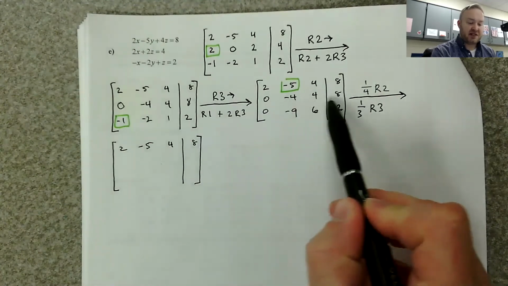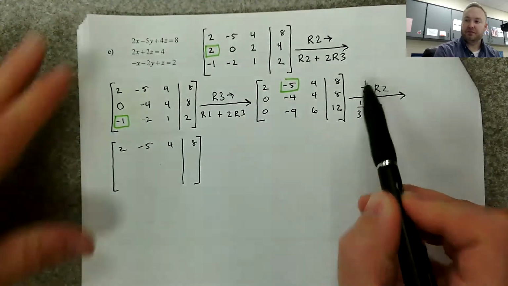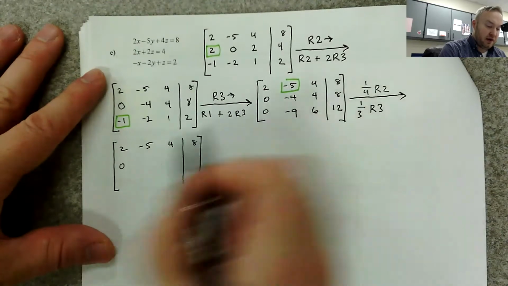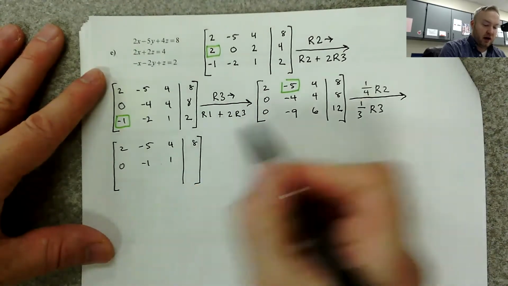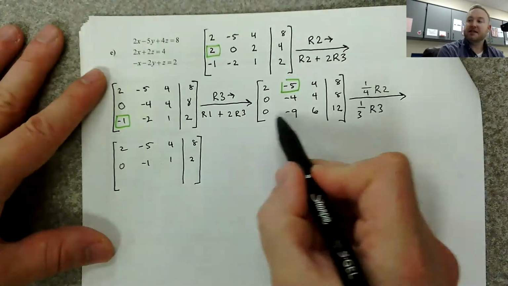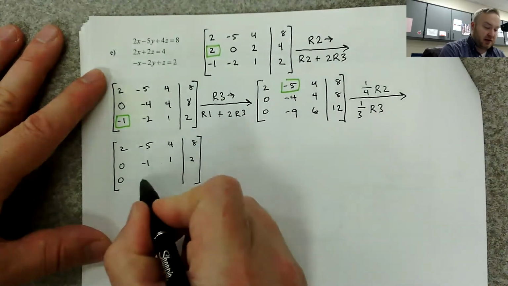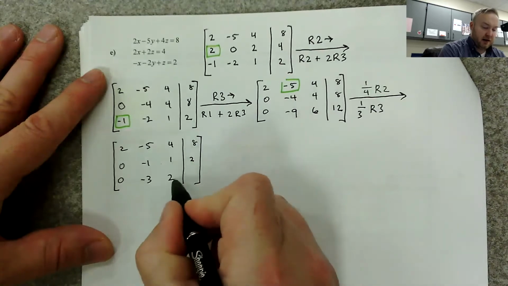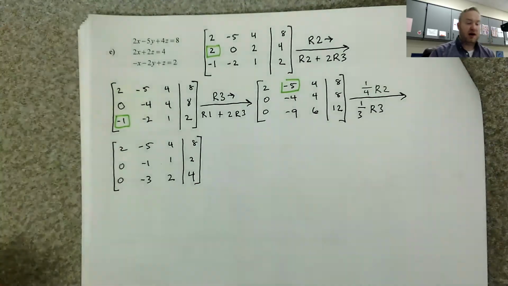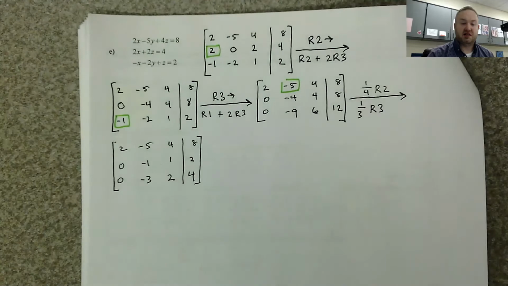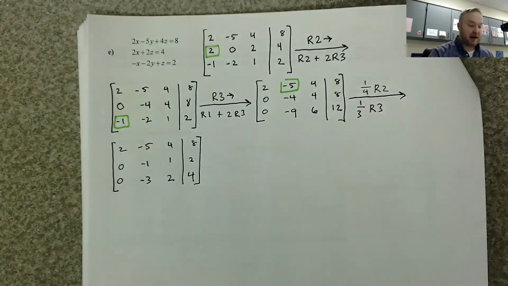So I'm going to take everything in the second row here and divide it by 4. That'll give me a 0, a -1, a 1, and a 2. I'm going to take everything in the third row and divide it by 3. So that would give me a 0 here, and a -3, and a 2, and a 4. And now my numbers are just a little bit easier to deal with. You don't have to do that, but it can be helpful too.